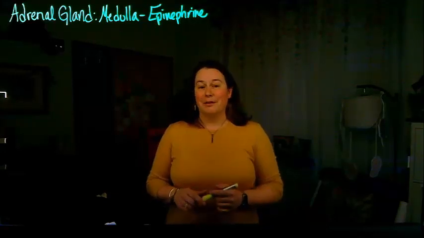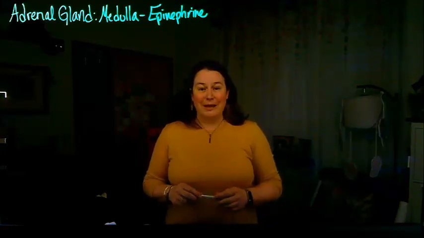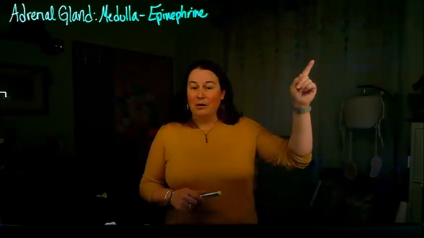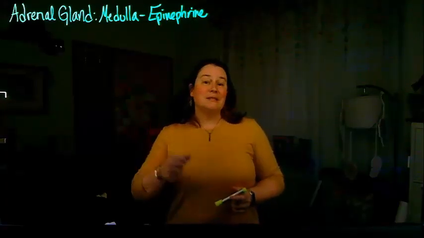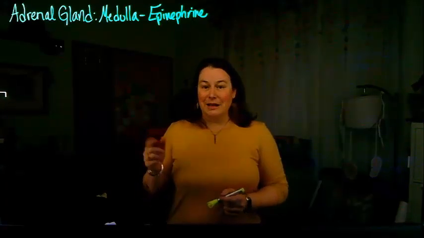So for all of these videos on hormone feedback loops designed primarily for your general A&P class for allied health, you'll see in the upper corner, we'll always label the gland that we are considering and any specific location, in this case the medulla, and then the hormone that will be released.